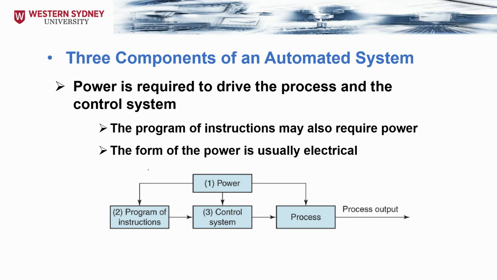Now, let's imagine these blocks are similar to the CNC we use in the lab. We need electricity. We need a G code, and we have the control system which reads the code and translates it into a movement for the motor. And thus we have the process, which is the movement of the cutting tool to perform the operation. Power is required to drive the process and the control system. The program of instruction may also require power, and the form of the power is usually electrical.